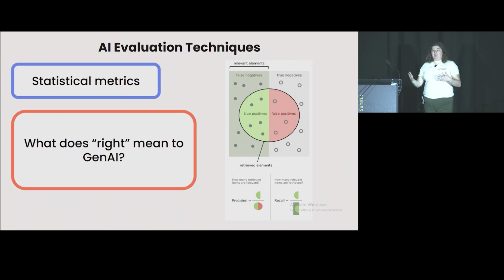We know these systems are non-deterministic. They're often generating their own answers. There's no binary right or wrong because there's more than one way to be right and more than one way to be wrong in these kinds of systems.